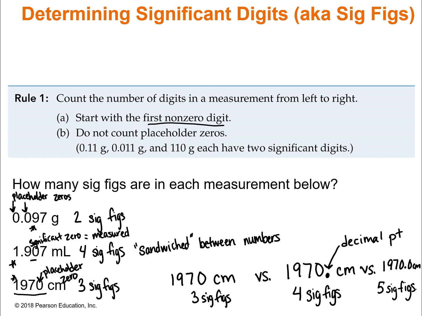We will do practice for this in class. The placeholder zeros will try to come for you. Don't let them. We'll practice. Make sure you ask questions. Make sure you can tell the difference between a placeholder 0 and a significant 0.